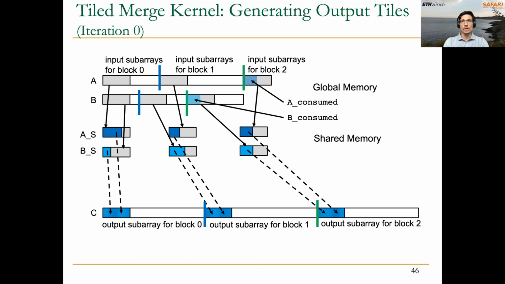Now, one thing that we have to observe here is that in reality, we are likely not consuming the whole input tiles that are allocated in shared memory, but only part of the tiles. So that's why we want to keep track of how much of the tiles has been consumed. That's why we use these variables A consume and B consume, because we need them to keep track of what elements from the input have already been placed onto the output, and start from there.